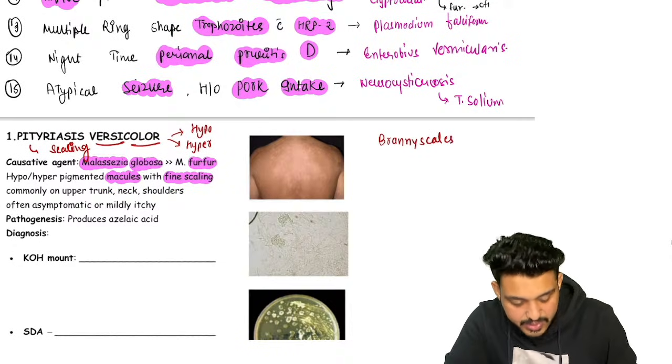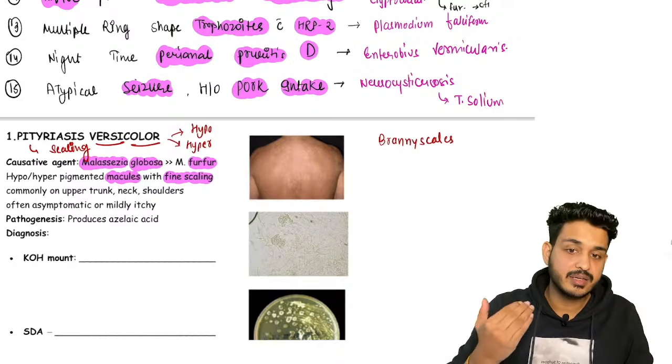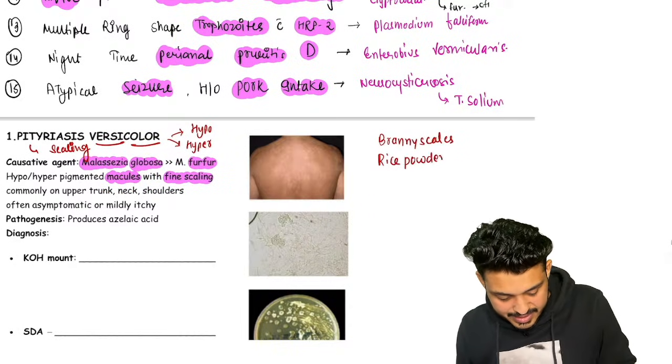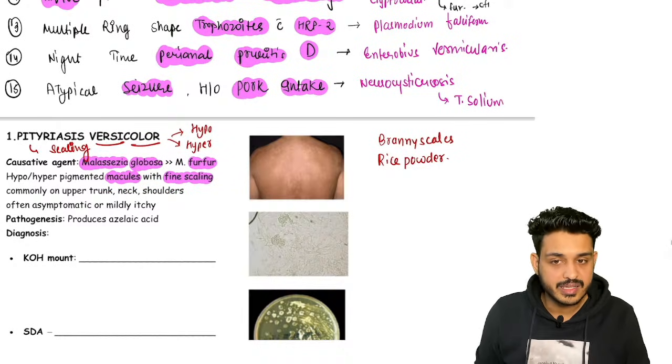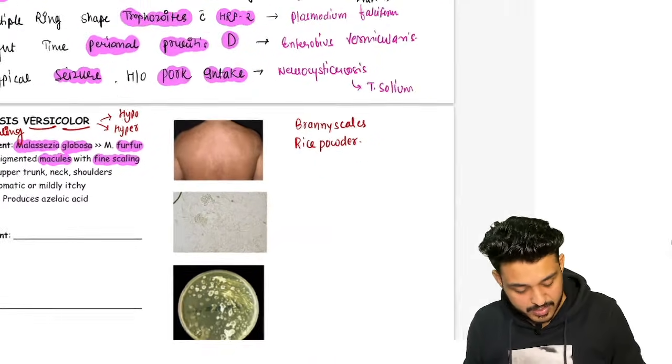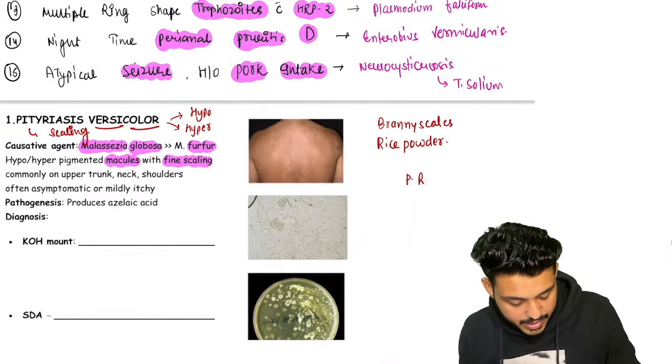What is the meaning of pityriasis? Scaling, right? So you can have fine scaling, branny scaling, rice powder like scaling, right? These things are written. You have to think in terms of pityriasis versicolor. One more entity is also going to be there. That is a papulosquamous disorder. That is known as pityriasis rosea.